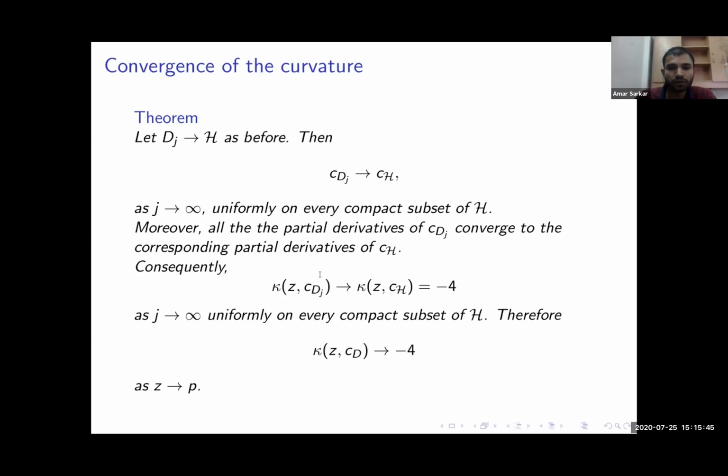So now this theorem says that if you take the sequence of scale domains, then the Carathéodory metric of the scale domains will converge to the Carathéodory metric of the half space, uniformly on compact subsets of the half space. And also we can prove that the curvature of the Carathéodory metric of the scale domains converges to the curvature of the Carathéodory metric of the half space, which is equal to -4. And hence, since the curvature of the Carathéodory metric is conformally invariant, we get the convergence of the curvature of the Carathéodory metric of the domain D.